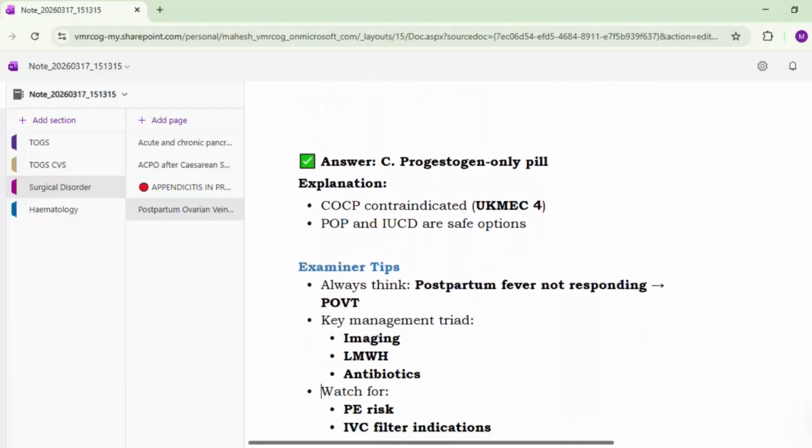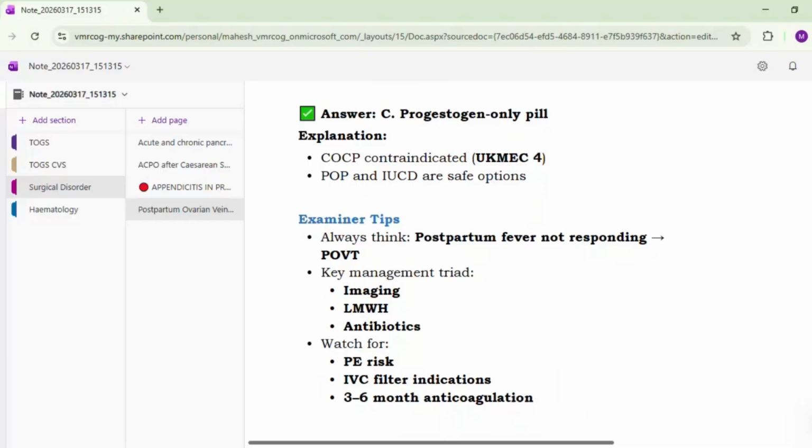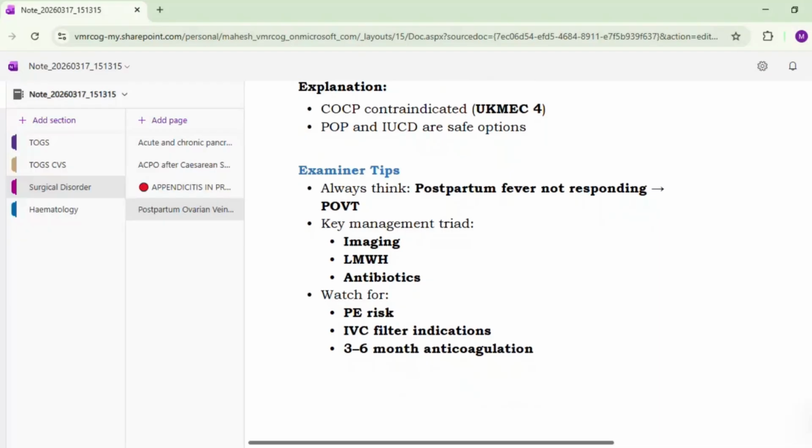So take home message is always think of POVT in postpartum fever not responding to antibiotics. Key management triad is imaging, low molecular weight heparin, and antibiotics. Watch for pulmonary embolism risk, IVC filter indication, and 3 to 6 months of anticoagulation. So that finishes the topic of POVT. Thank you.